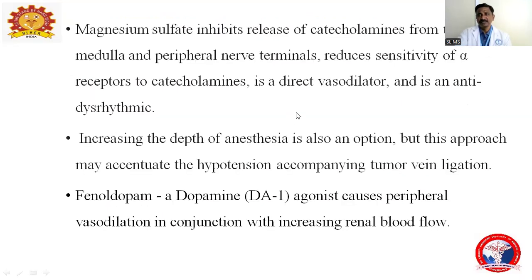Magnesium sulfate inhibits the release of catecholamine from the adrenal medulla and peripheral nerve terminals, reduces sensitivity of alpha receptors to catecholamines, is a direct vasodilator and is an anti-arrhythmic drug. Increasing the depth of anesthesia is also an option, but this approach may accentuate the hypotension accompanying tumor vein ligation. Dopamine 1 receptor agonist causes peripheral vasodilation in conjunction with increasing renal blood flow.